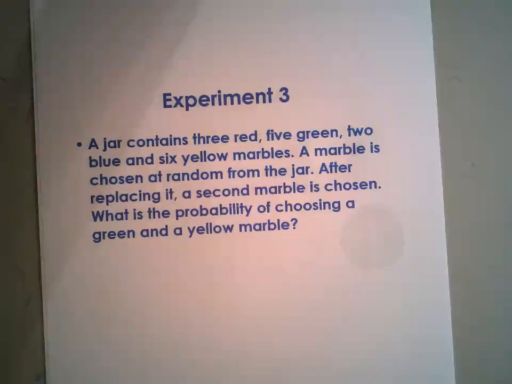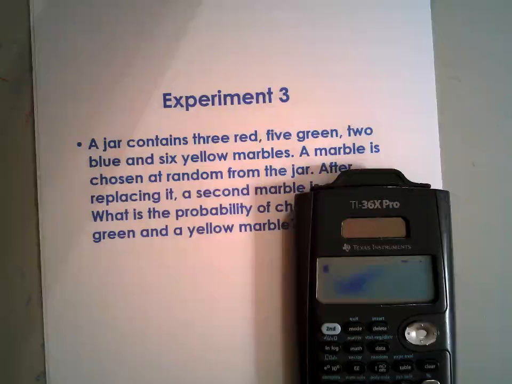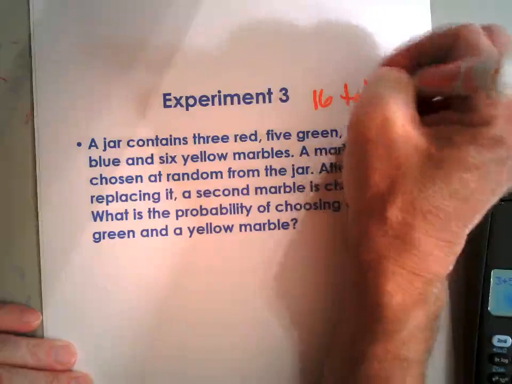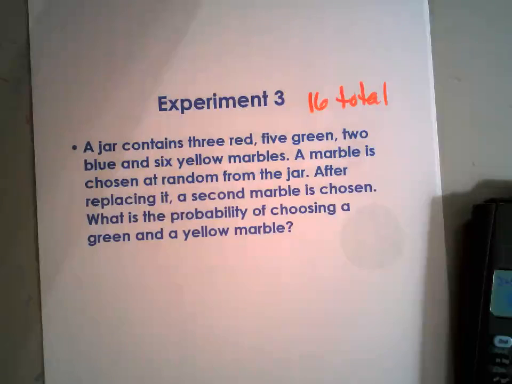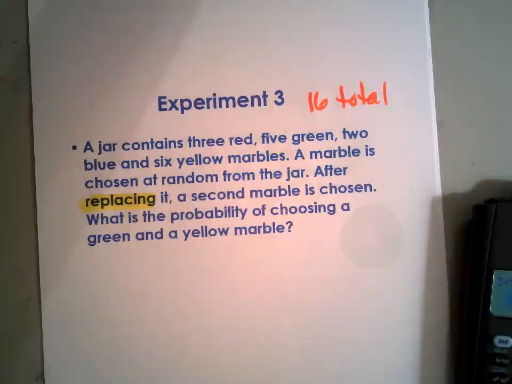All right, it's experiment number 3. A jar contains... start adding this up. 3 red, 5 green, 2 blue, 6 yellow. So we have 16 marbles. All right, we have 16 total marbles. A marble is chosen at random from the jar. After replacing it, there's that independent word, replacing. That means we still have 16 marbles after we choose.